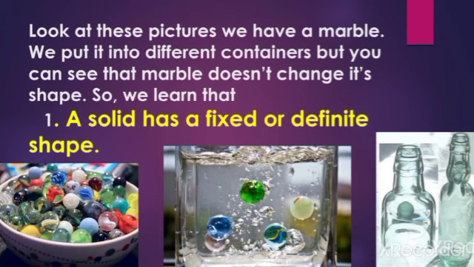Now look at these colorful pictures. I have a marble and we put it into different containers. But you can see that marble does not change its shape. Marble in the bowl, in the glass, or in the bottle has the same shape. So we learn that number 1, a solid has a fixed or definite shape. This is its first property.